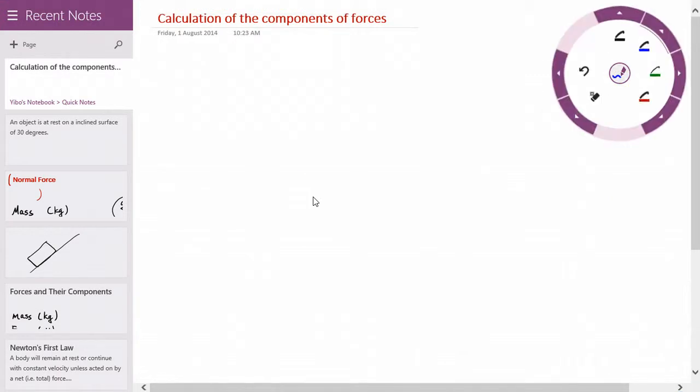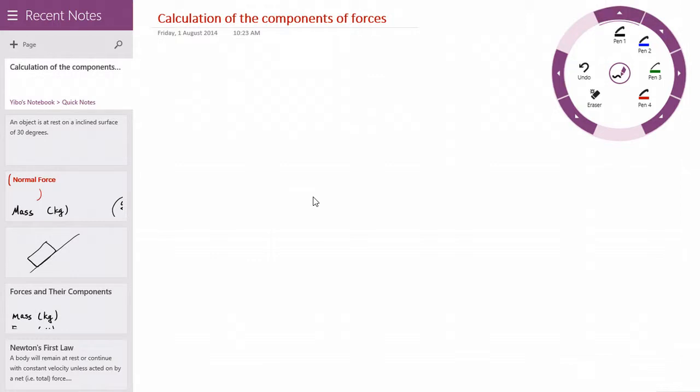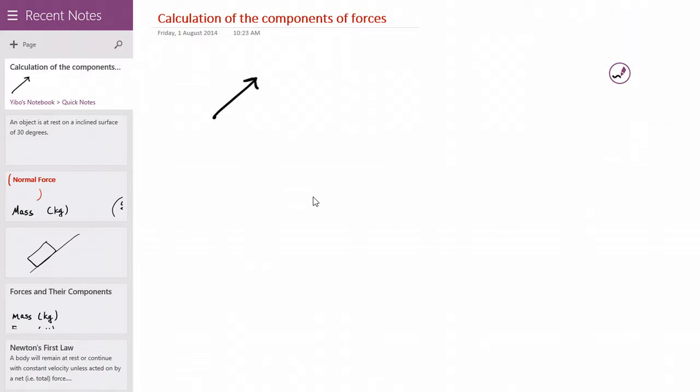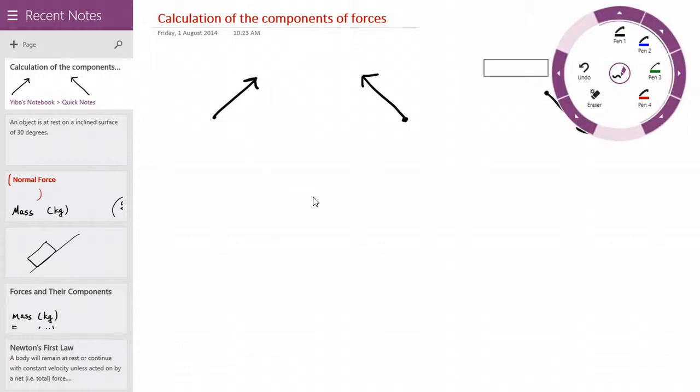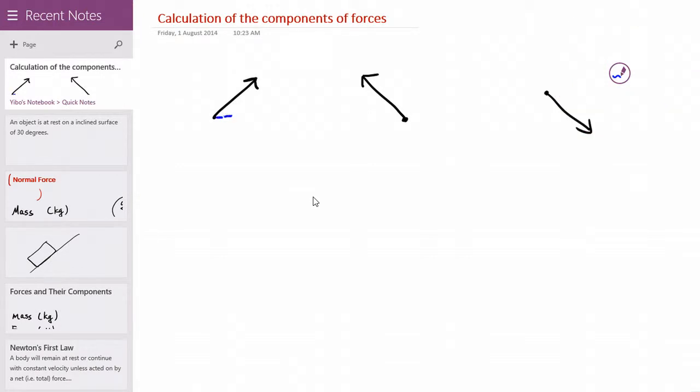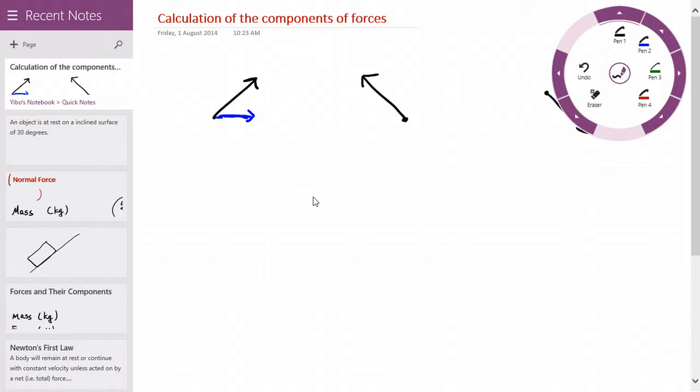So in this video, let me show you how to do some examples of calculating the component forces. A force can be acting on an object in different directions. It can be acting on an object in this direction, or this direction, or this direction. However, we can always break the force into a horizontal component. For instance, for this force, let me just label it.